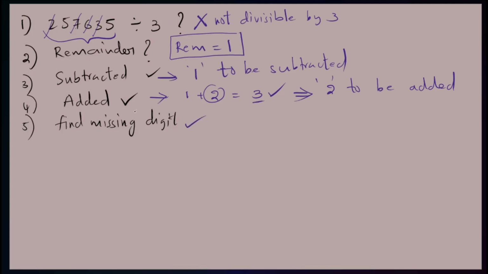So the last pattern would be finding the missing digit. They would give a number and they would miss a digit. They would put an x or y and ask you to find that digit when the number is exactly divisible by 3. So all these are the 5 different kinds of questions they ask you based on the divisibility rules.